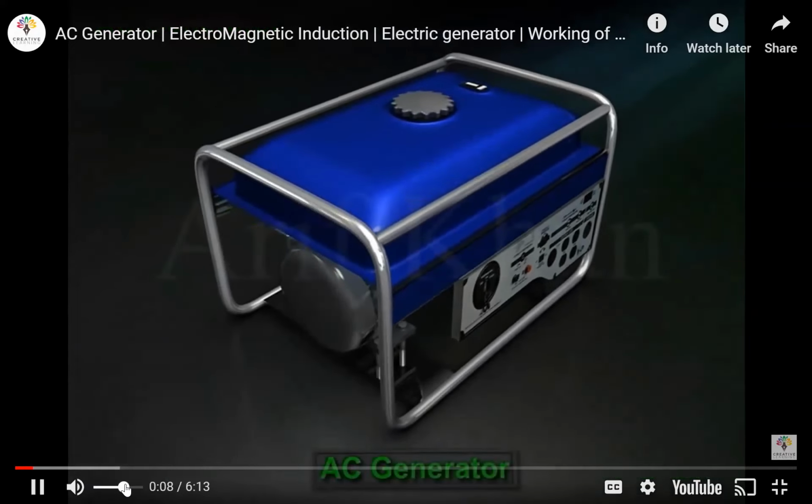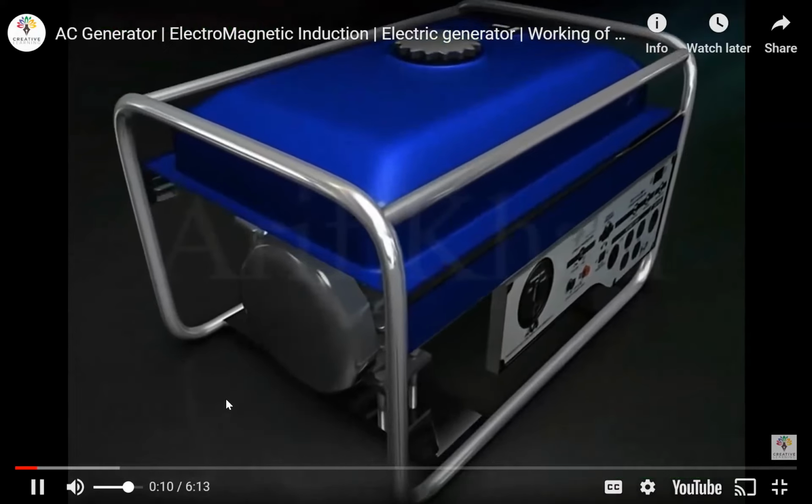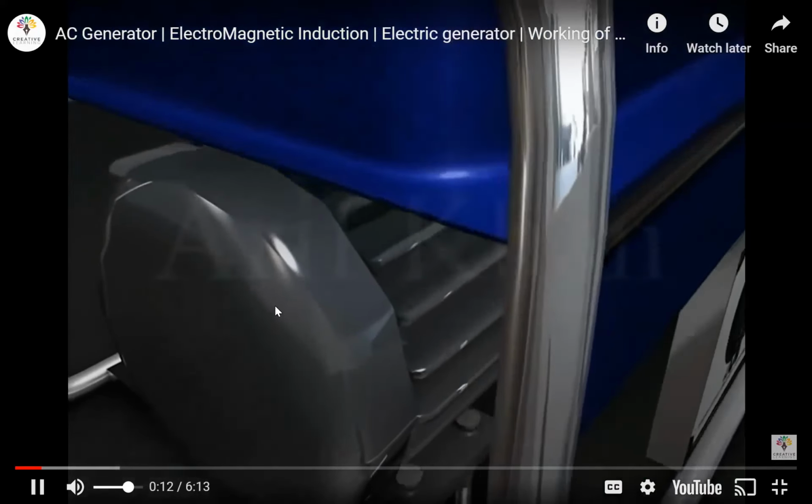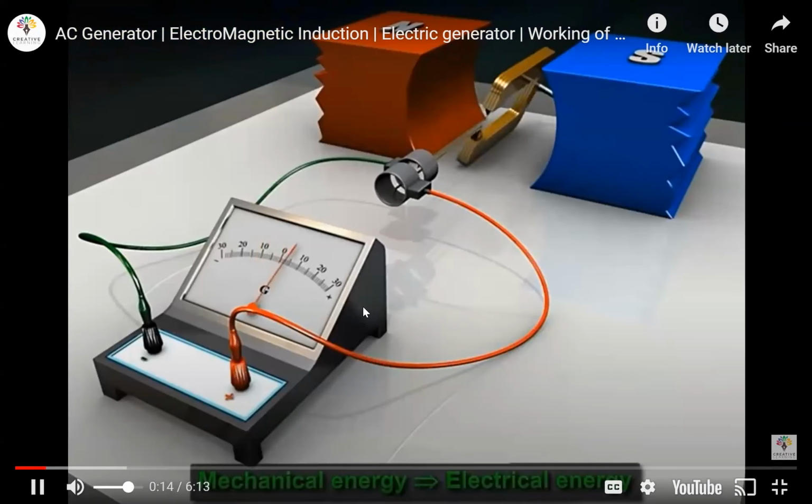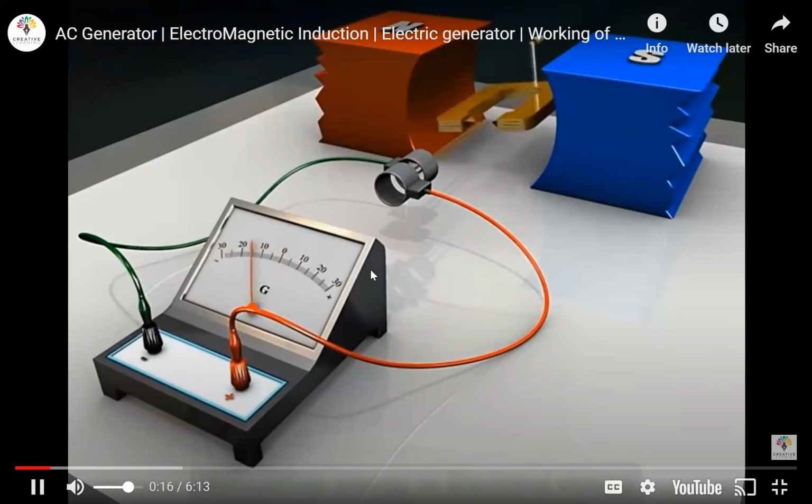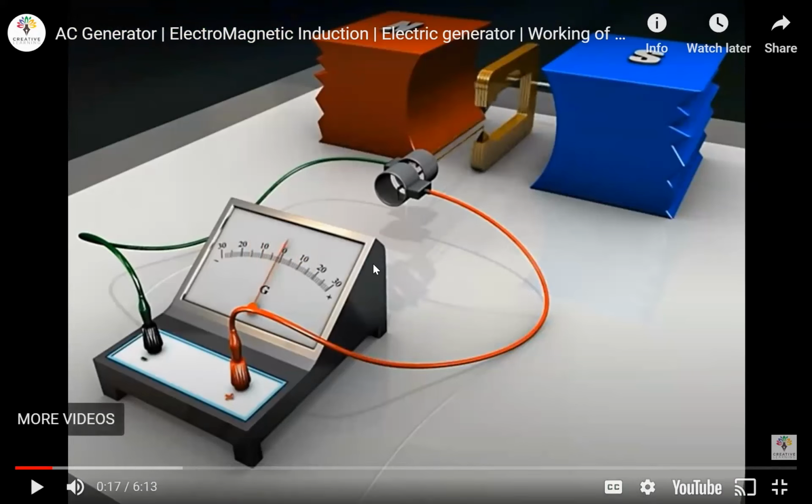An AC generator is an electric generator that converts mechanical energy to electrical energy in the form of an alternating current. So this diagram here is a simplified version of what it looks like inside a generator. In a real generator, there will be many more turns of coil. I'll explain it to you later, but right now you just understand the concept first.